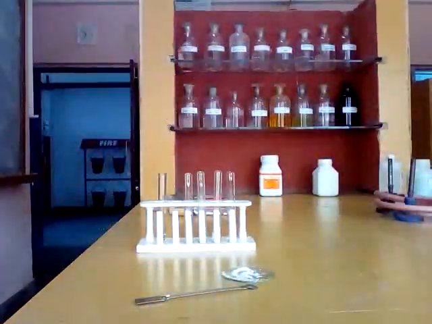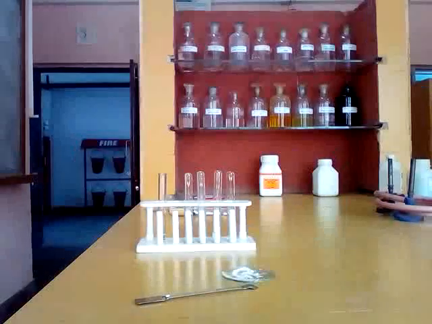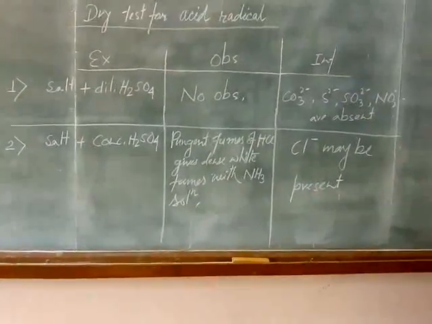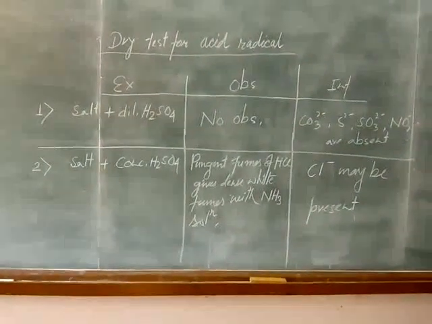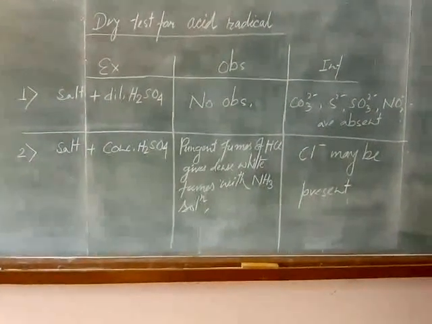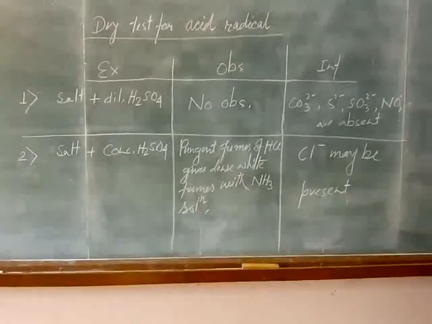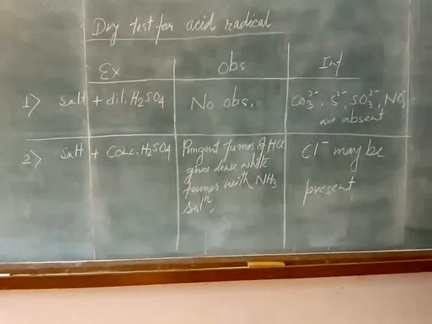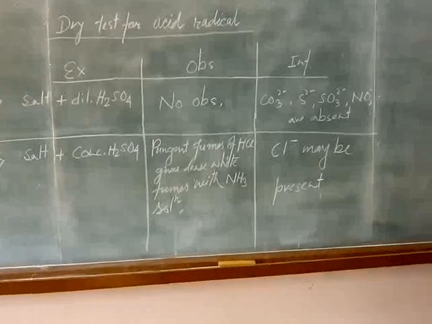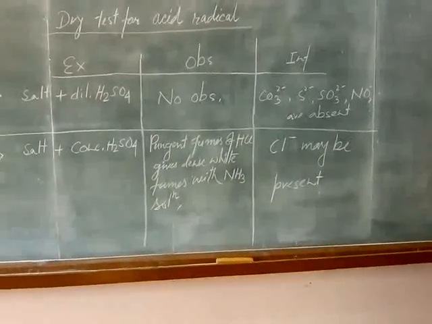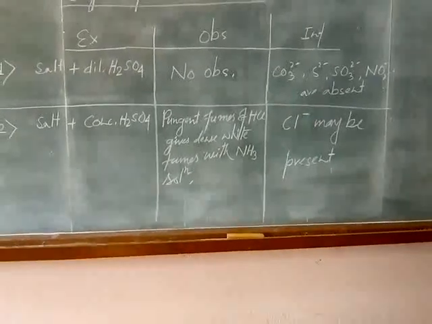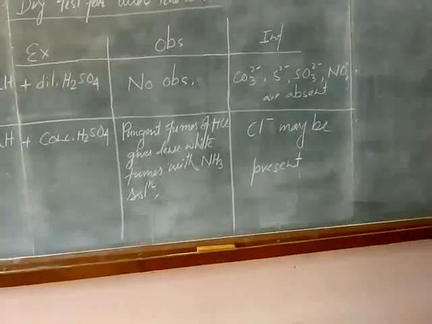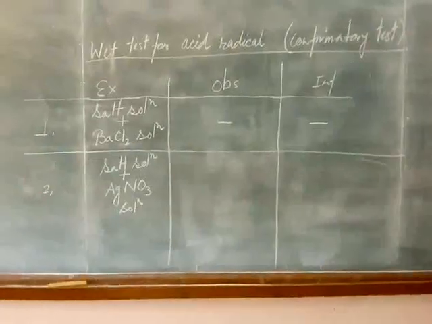Dry test for acid radical is completed. In the concentrated sulfuric acid test, we got some observation. So here we can write in observation: pungent fumes of HCl give dense white fumes with ammonia solution. In inference, you write chloride may be present.